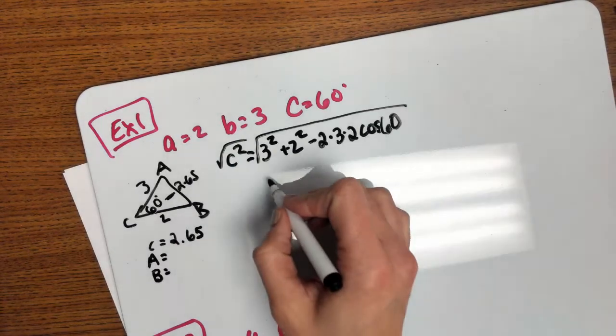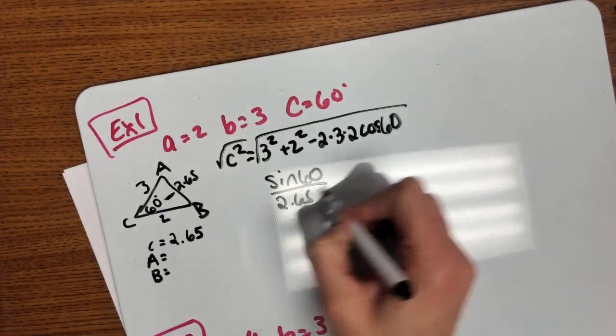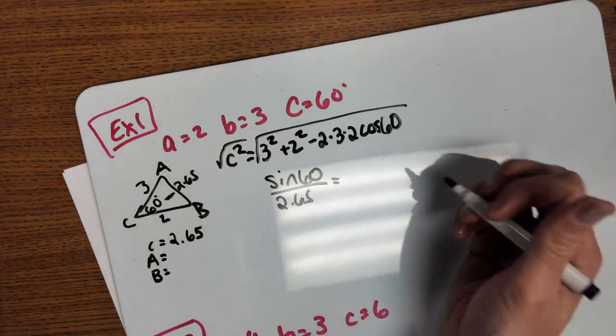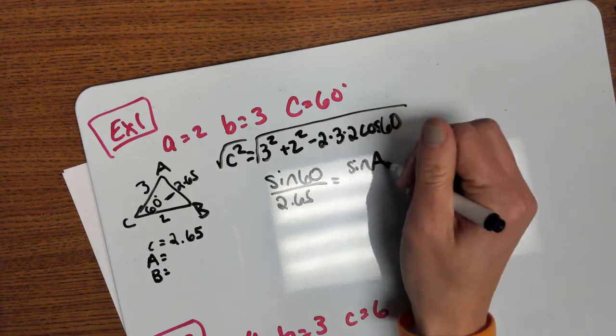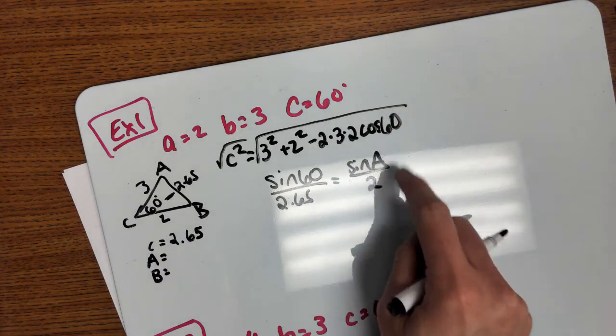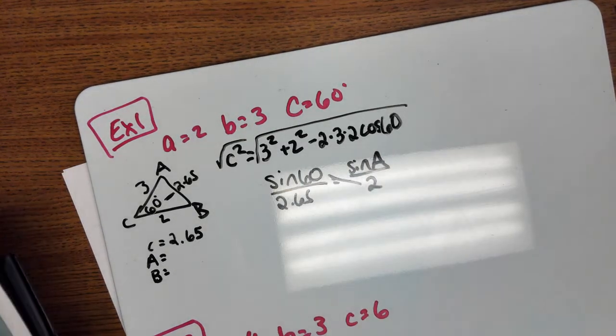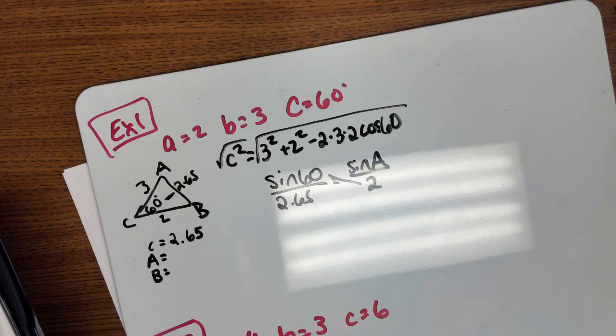Now, if we know C is 2.65, I've created a corresponding side and angle. I now can do law of sines. So sine of 60 over 2.65. Doesn't matter what angle we go for, so I'm going to do sine of A over its side, which is 2. Now that does matter. If you pick A, it has to be 2. If you pick B, it has to be over 3. Cross multiply and divide. So 2 sine of 60 divided by 2.65.